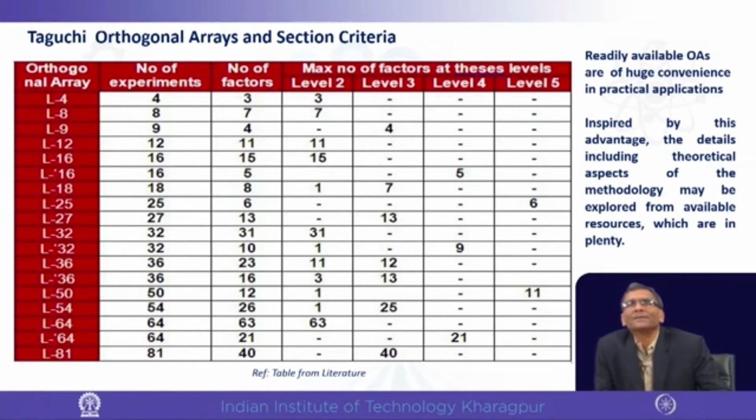it says that if there are a maximum of 7 factors at level 2, 8 experiments can manage. Normally it would have been 2 to the power 7 experiments, so many experiments, a full factorial would have had to be carried out. But Taguchi has devised a chart, a table, where with only 8 experiments we would get similar, reliable results.